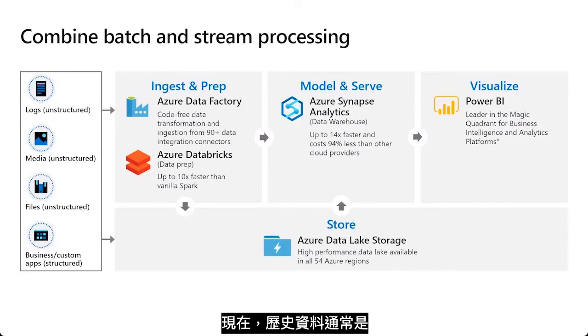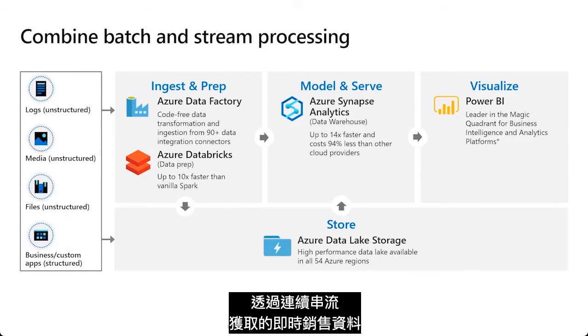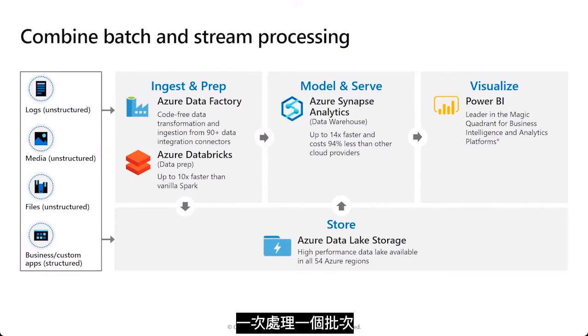Now, historical data is generally batch processed at regular intervals. So it could be based on live sales data that might be captured through a continuous stream, and then we capture it into batches and then submit it to a batch job to be processed one batch at a time or multiple batches at a time. Now, any modern data warehouse solution must also be able to provide access to streams of raw data and the processed information that is derived from this raw data.